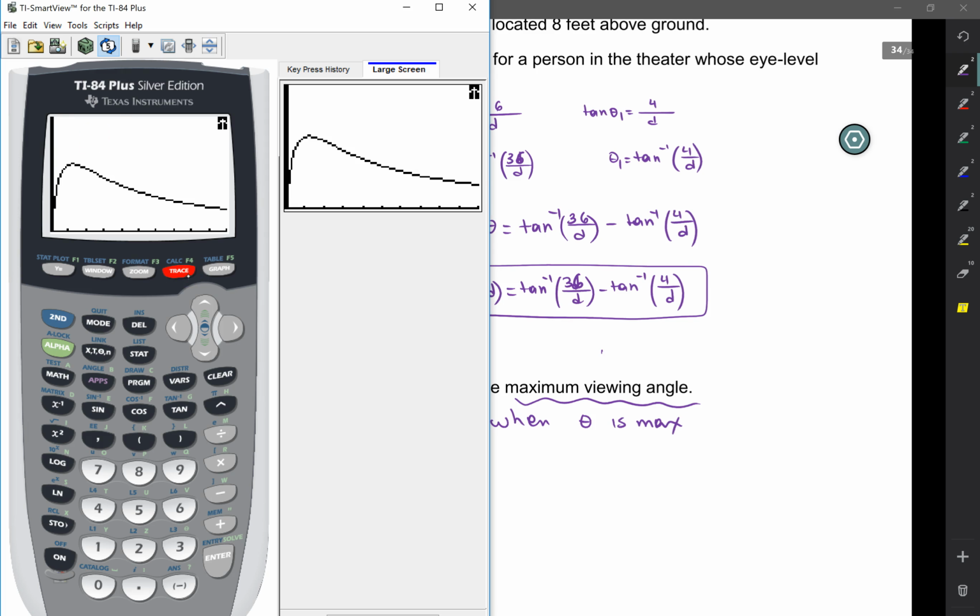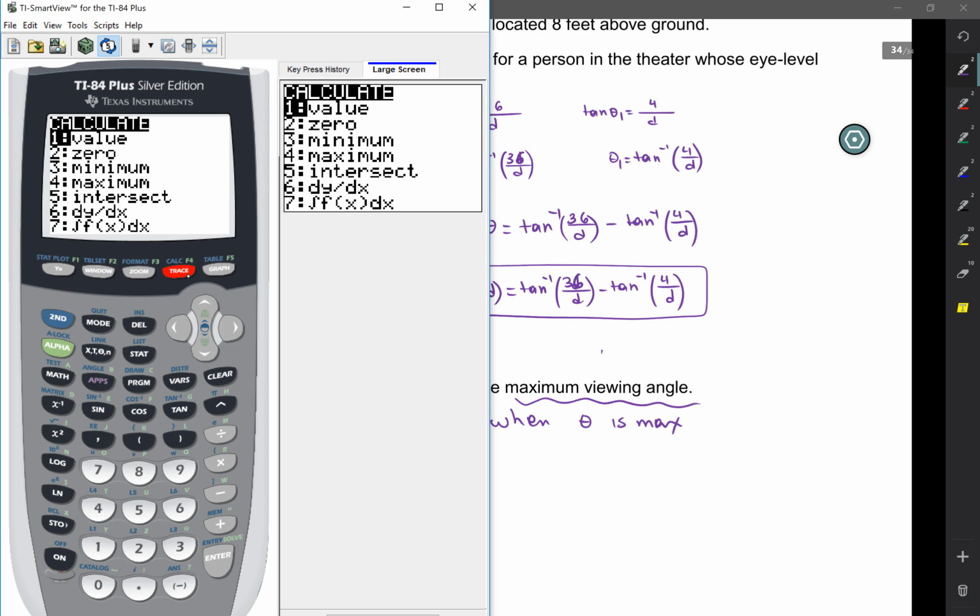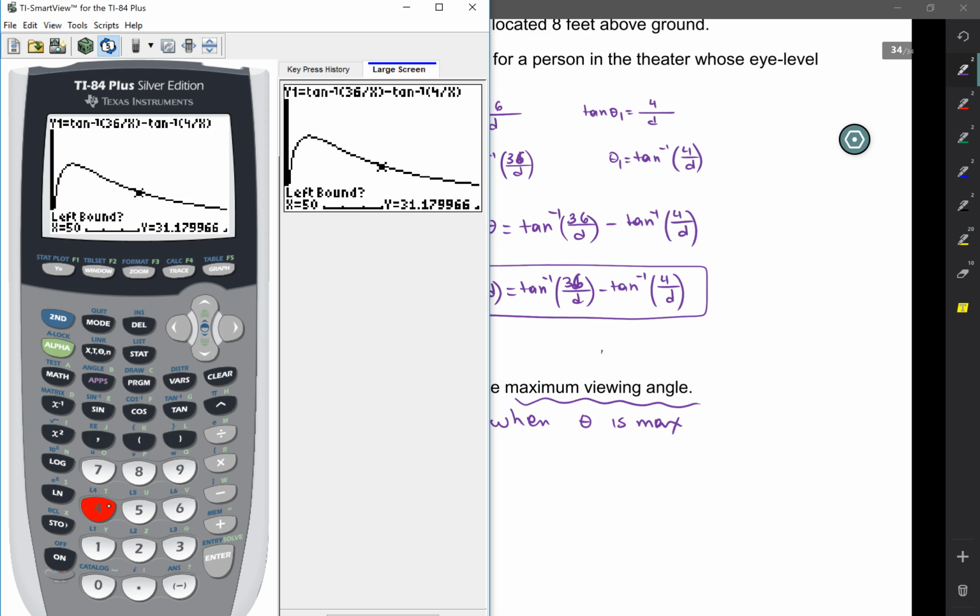Second calc, maximum. So we've got to go to the left bound.